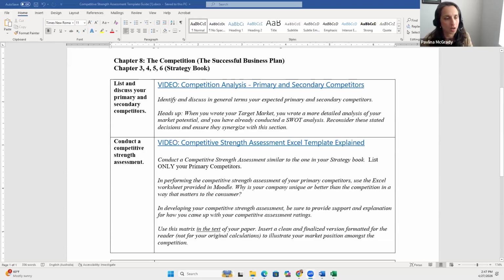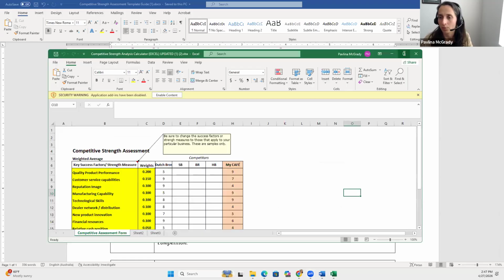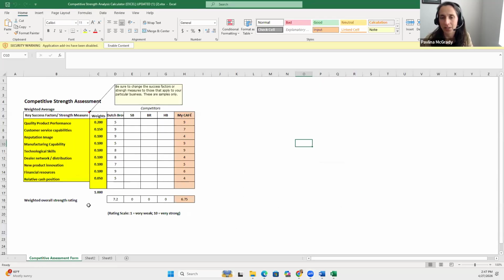This is based on this Excel document, which is also available on Moodle. So you can see here the examples. Your company, you can put it first or last, however it works for you. And then you assess, again, about 3 to 5 primary competitors. So what are the different success factors or strength measures here? It's up to you, depends on your business.